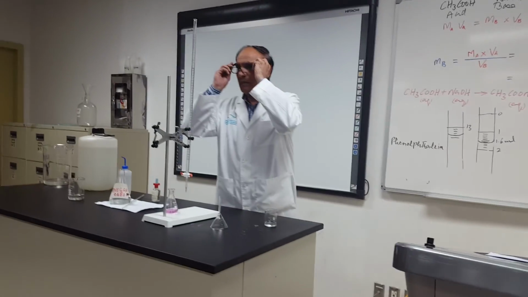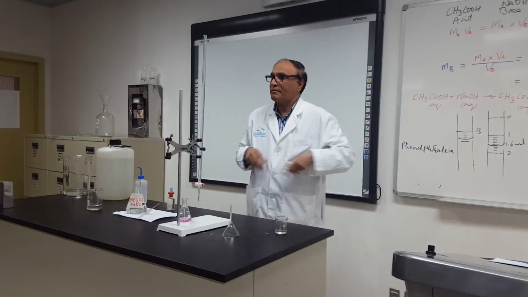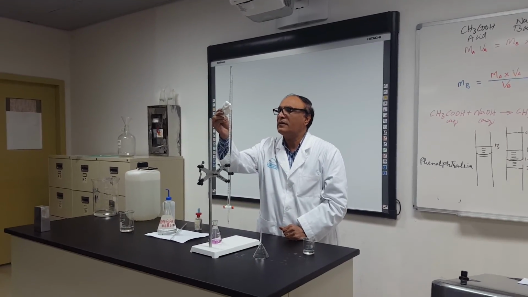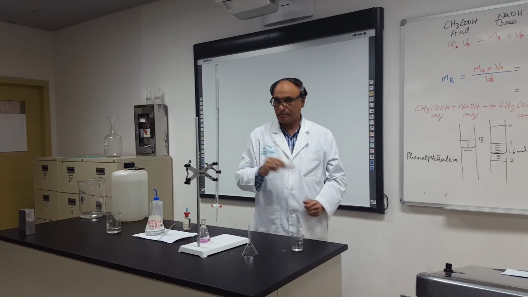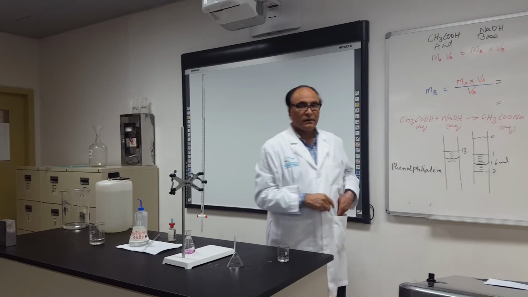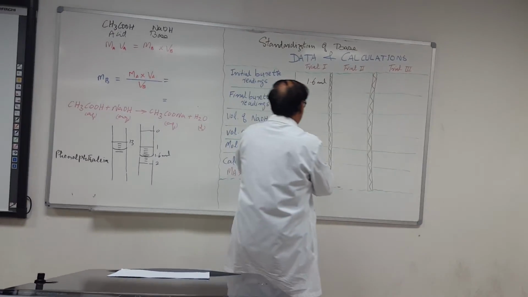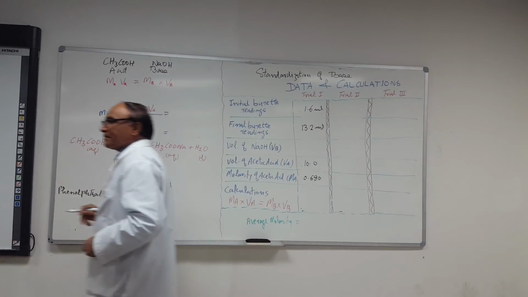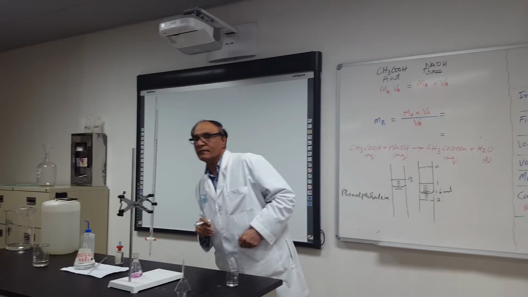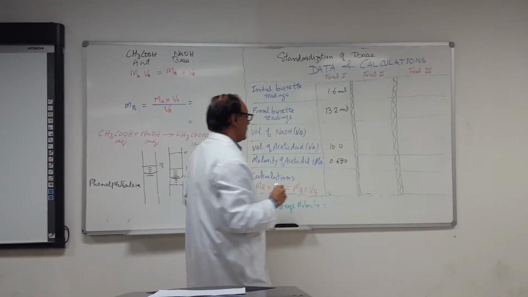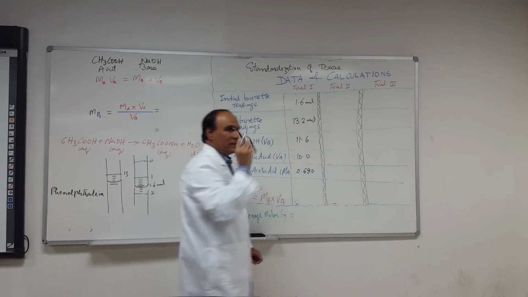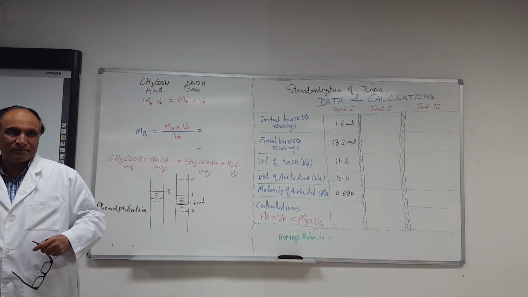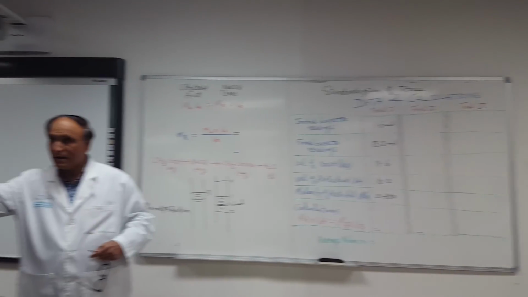Now, the reading is, as I said, it is better to put a white paper behind it. The reading is now 13.2. So it is 13.2. Can anybody tell me what is the difference? 11.6. Yeah. So this is the volume I used, 11.6 milli. Is that right? Yes. Did you understand? Yes.